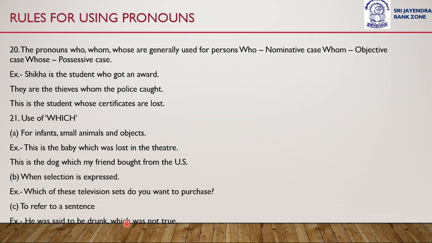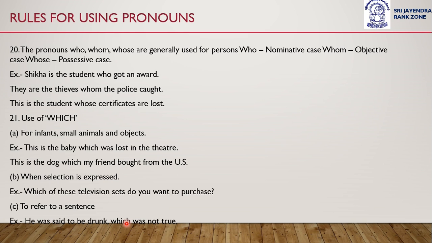Rule number 20. The pronouns who, whom, whose are generally used for persons or living things, and who is nominative case, whom objective case, whose is used in possessive case. Alright. So who is used in nominative case, whom is used in objective case, and whose is used in possessive case. For example, Shikha is the student who got an award. So nominative case has been used over here. They are the thieves whom the police caught. So whom is the pronoun used here because it is serving as the objective of the case.